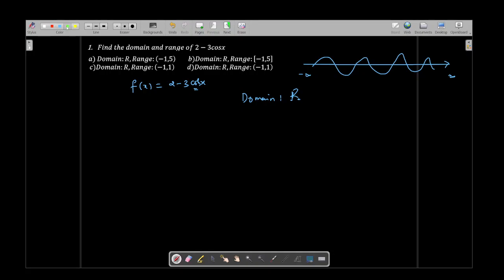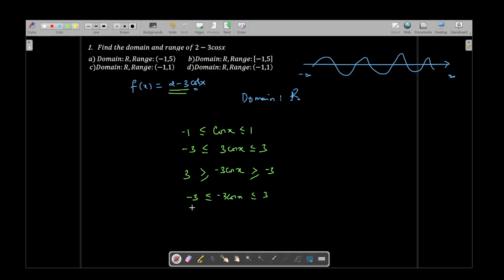In a simple way, we do it like this. We start with cos x. The range of cos x is minus 1 to 1. Then I multiply by 3, so I get minus 3 less than or equal to 3 cos x less than or equal to 3. Now I multiply by minus 1: this becomes plus 3, this becomes minus 3, and the inequalities become greater than or equal to. Now I can flip this and write minus 3 less than or equal to minus 3 cos x less than or equal to 3. Now I want 2 minus 3 cos x, so I add 2 to the inequality.